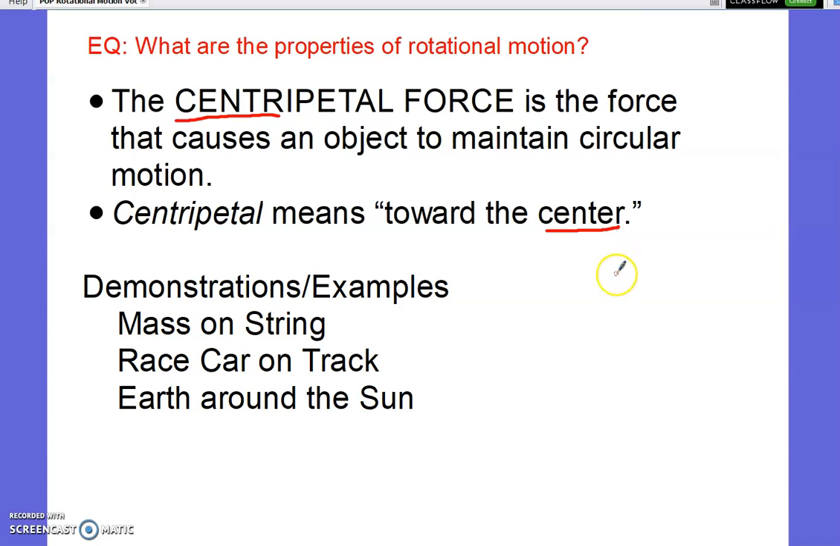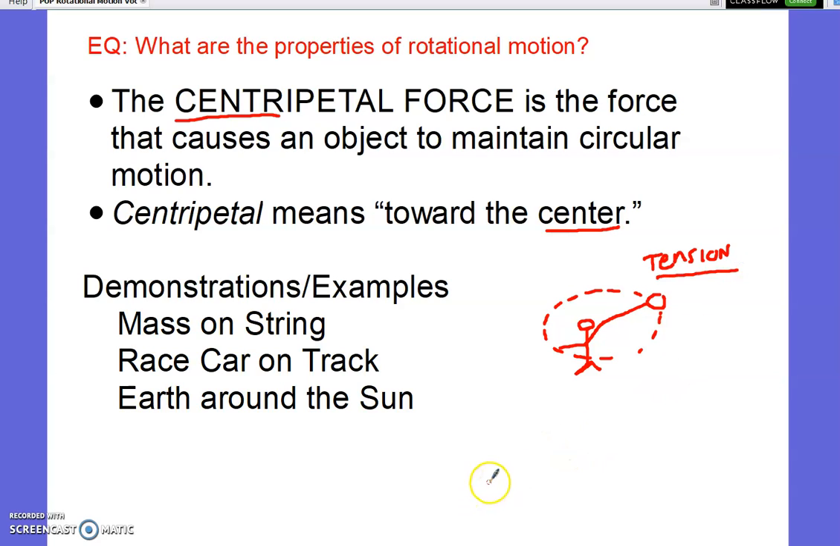For example, if we have a mass on a string that we swing around in a circle, so here we have somebody holding this mass on a string, and they're going to swing this object in a circle. Playing the part of the centripetal force in this case is tension. The tension is acting like the centripetal force. They are one and the same. So the centripetal force in this case is the tension.